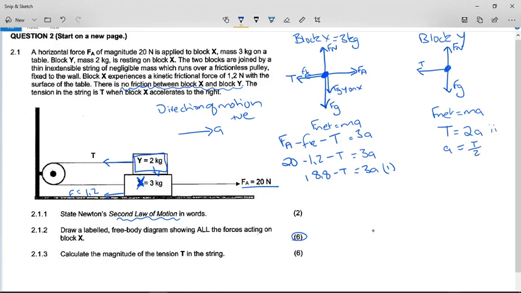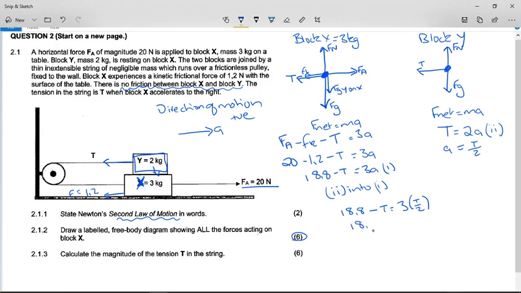So what I would do here is, it's pretty easy to say that A equals T over 2, because this was my second equation. So if I say 2 into 1, I can go 18.8 minus T equals 3 times T over 2, because we said A equals T over 2.